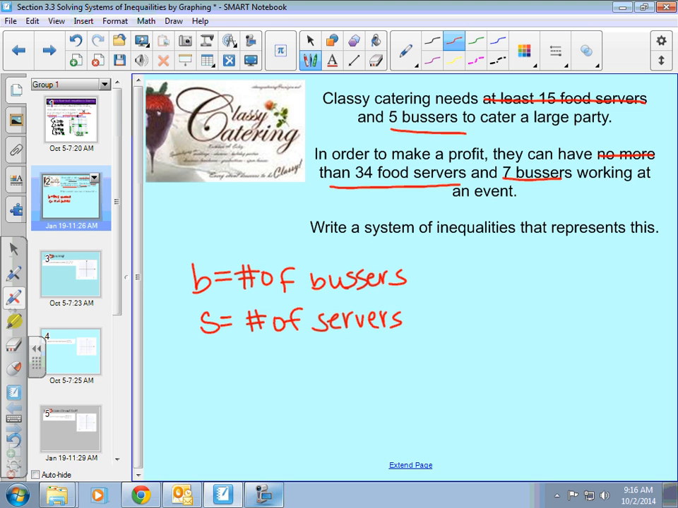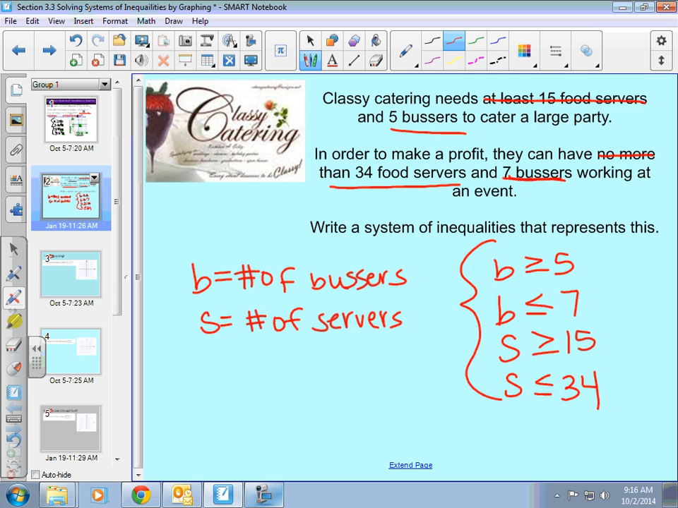So let's look at bussers. It says it needs at least 5 bussers, so that means that B has to be greater than or equal to 5. And then if I read the next part, they can have no more than 7 bussers, so B has to also be less than or equal to 7. Then if I look at servers, they need at least 15 servers, so it can't be any less, so it has to be greater than or equal to 15. And then it also says they can have no more than 34, so S also has to be less than or equal to 34. So this would be my system of inequalities to represent this situation.